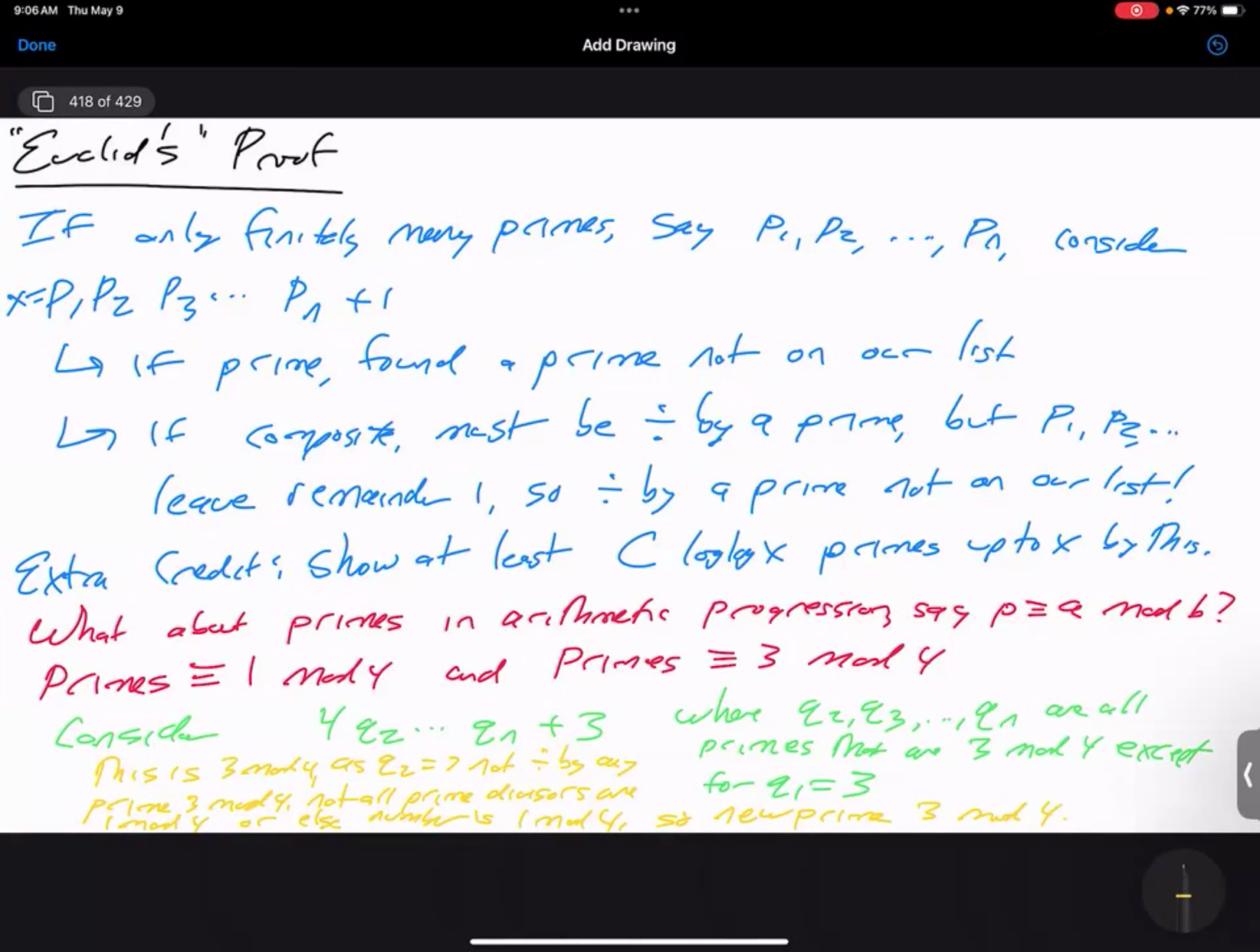Extra credit, can you find an elementary way to prove that there are infinitely many primes that are 1 mod 4? If you take 2 primes that are 3 mod 4, what might be true about their product?